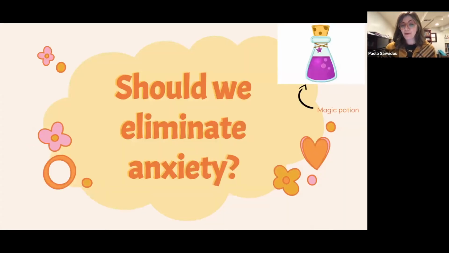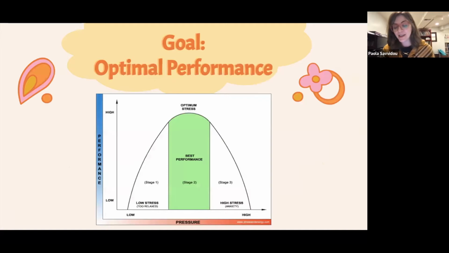So if performance anxiety affects so many of us, and it can have such a negative effect sometimes, then why aren't we just talking about getting rid of it, eliminating it? Is there a magic potion that we can take that would make it go away? And while it would be nice to think about removing the stress altogether, the reality is that we wouldn't perform our best if there was no level of pressure or anxiety associated with performance.